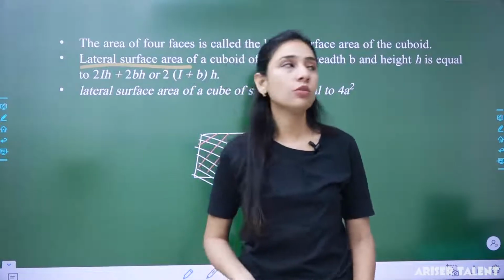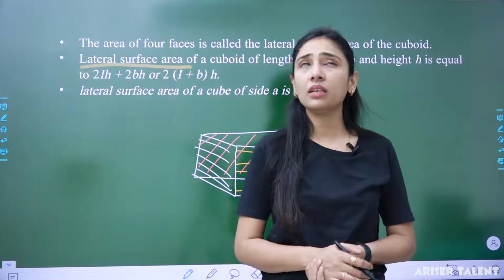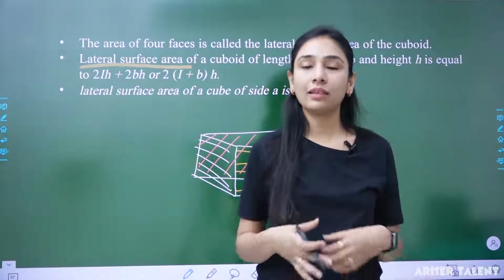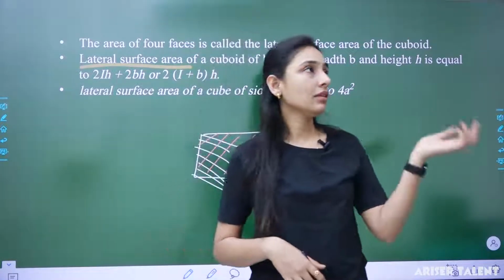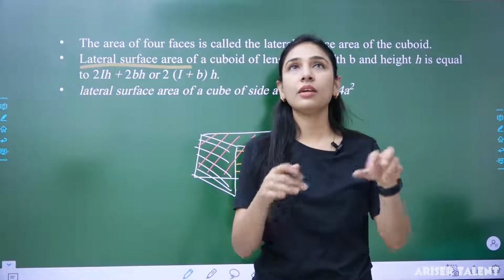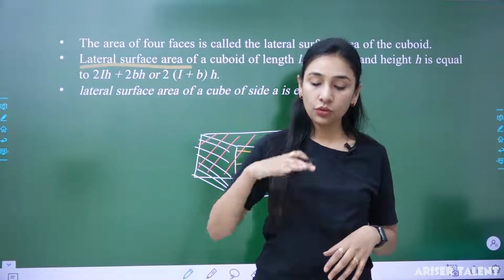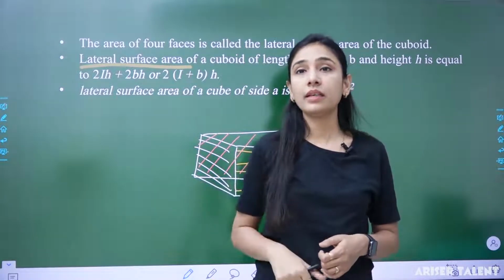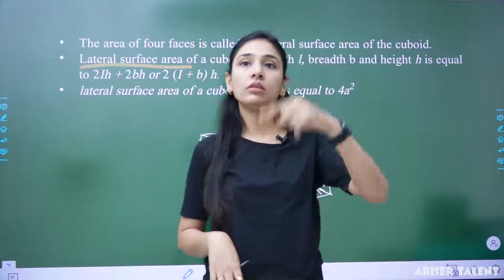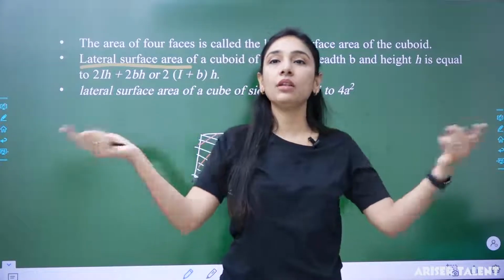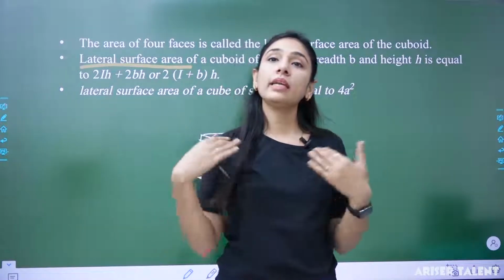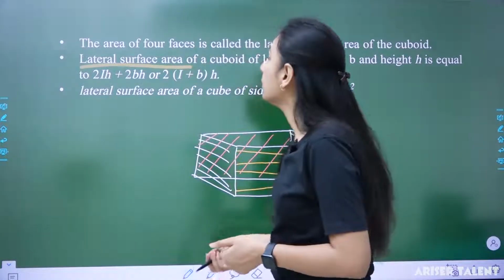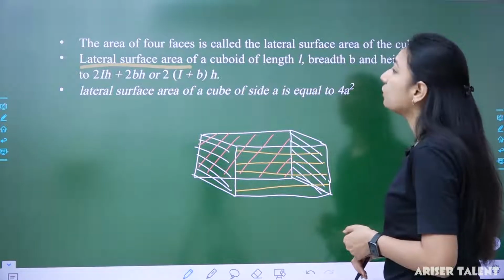Basically, if you are sitting in a room right now and it's rectangular shaped, you can see this side, this side, this side and this side, and you're having 4 walls. If you are leaving the floor, okay, leave it. If you are leaving the ceiling, leave the ceiling also. Without ceiling and without the floor, you will be having these 4 walls around you, and so the area of these 4 walls will be the lateral surface area. The area of 4 faces is called lateral surface area of the cuboid.